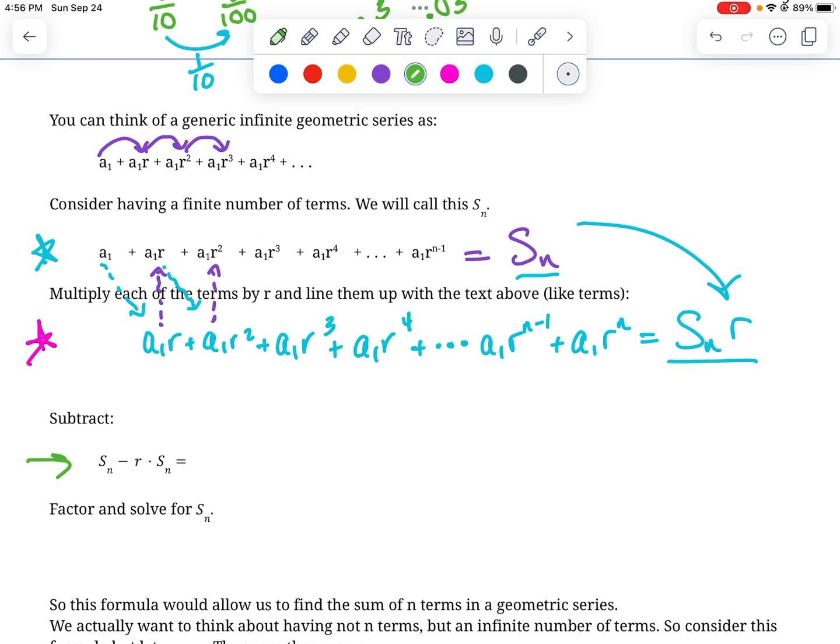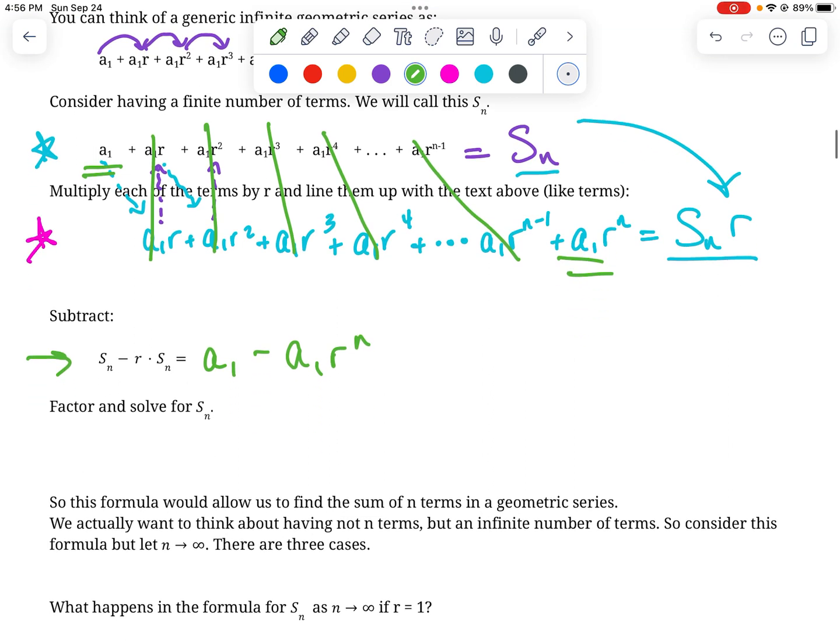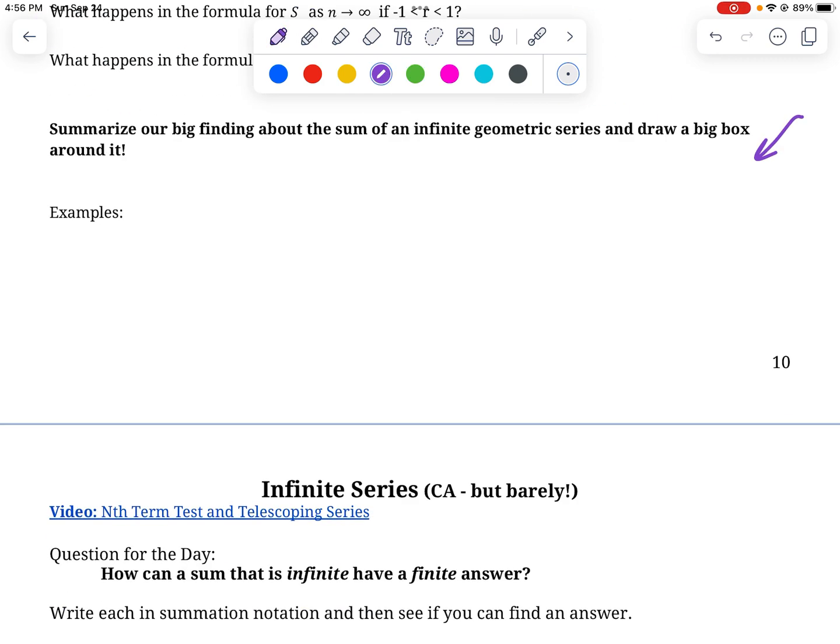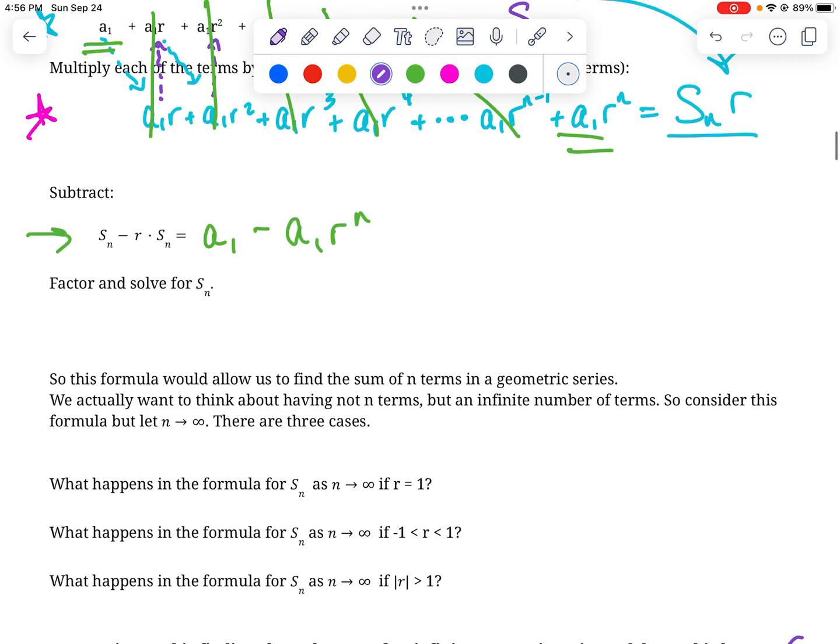If I were to do that, I would end up with most things canceling out, right? Because this would cancel this, this would cancel this, this would cancel this, this would cancel this, this would cancel this. But the things I'd still have are these two pieces right here. So I'd have a sub 1 minus a sub 1 times r to the n, okay? So if we were to factor out the s sub n on that left-hand side, and on the right-hand side, factor out a sub 1.